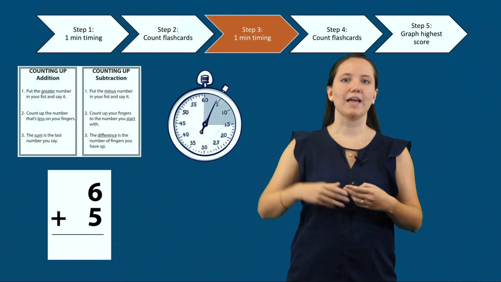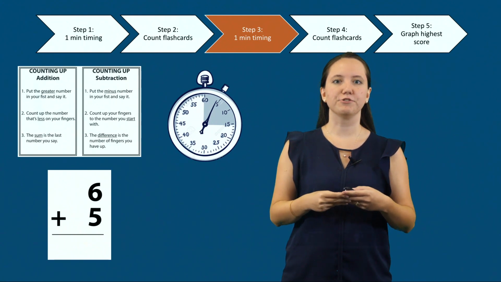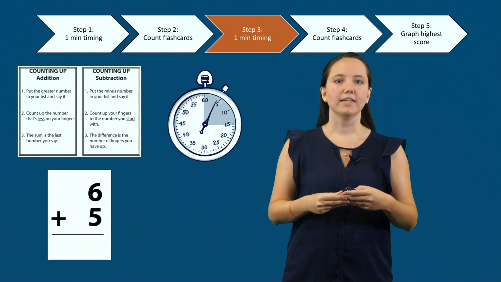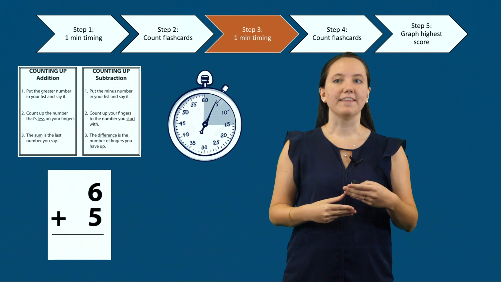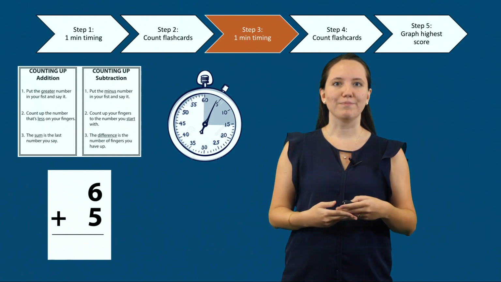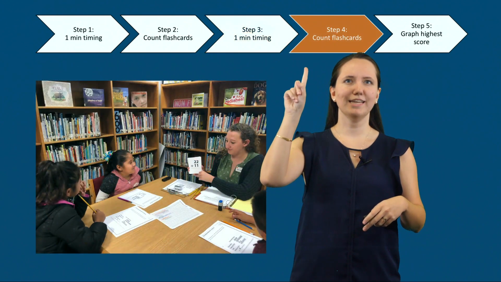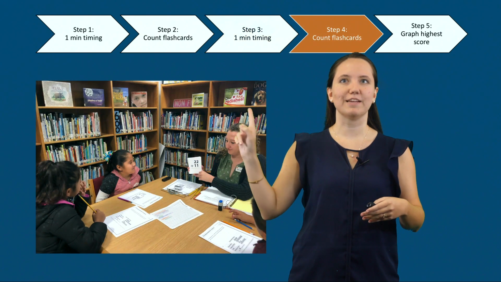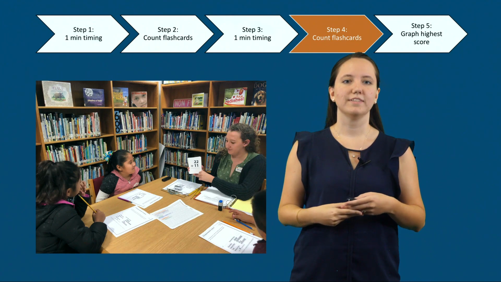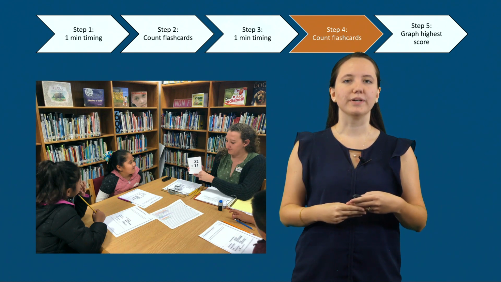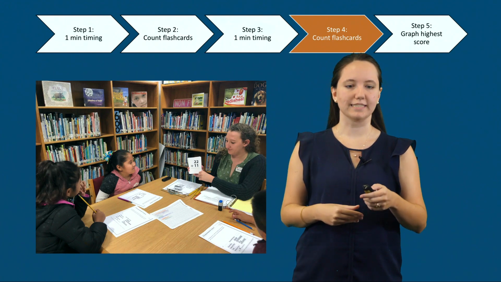Step 3 says 1 minute timing. This is the second trial of Math Fact Flashcards. In this trial, the teacher and the students repeat the same process as step 1, answering as many flashcards as they can in 1 minute in a round robin style. Similar to the first trial, at the end of the 1 minute, the teacher says stop, and they move on to step 4. Step 4 says count flashcards. Similar to step 2, the teacher and students count the flashcards from the second trial, again allowing students to count flashcards with them for an additional opportunity to practice counting skills.